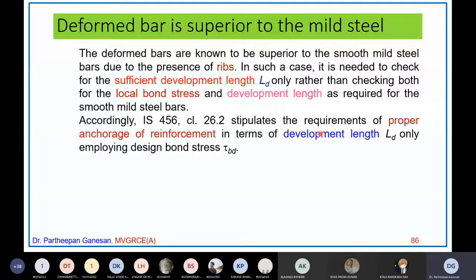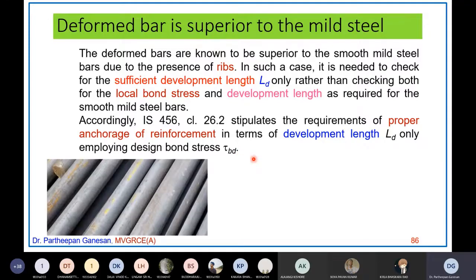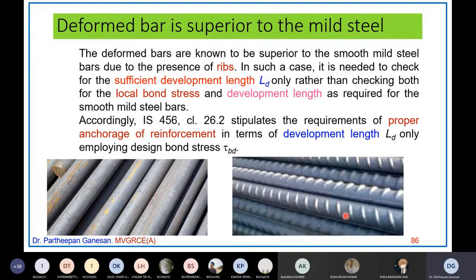Accordingly, code clause 26.2 stipulates that the requirement of proper anchorage of reinforcement in terms of development length only is needed, providing tau BD. That we will see while solving the problem. See, these are all smooth bars without any ribs, right? And you can see these are the ribbed bars. Obviously, friction will be much higher here. The bond between this steel and the concrete will be much higher than this.